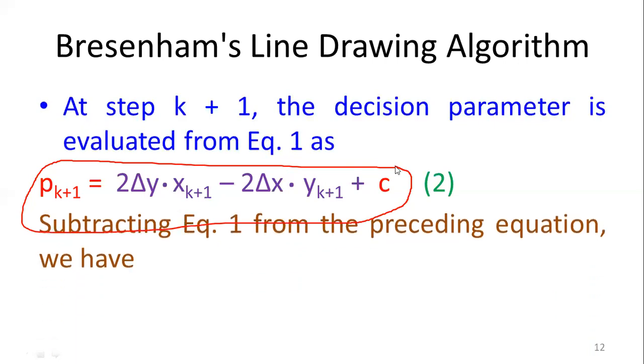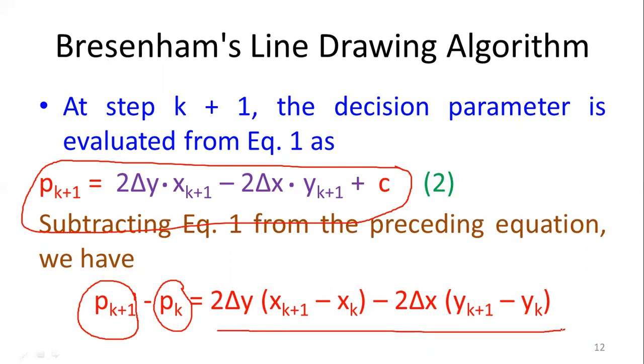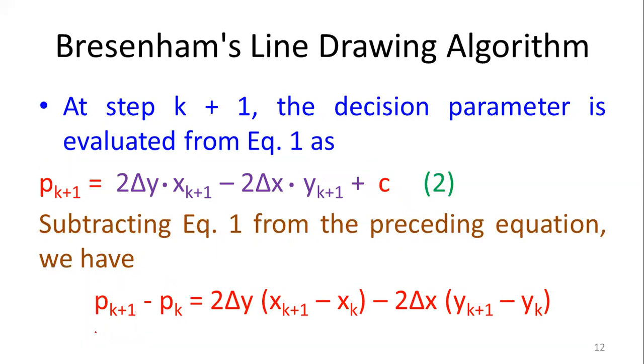Okay, now subtract pk plus 1 and pk. Previously, we derived the equation for pk, and now in this slide, we have derived the equation for pk plus 1. Subtract both the equations. When you subtract both the equations, you will get like this. So we got pk plus 1 minus pk as 2 delta y into (xk plus 1 minus xk) minus 2 delta x into (yk plus 1 minus yk).